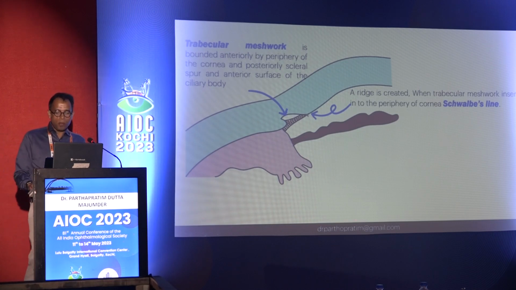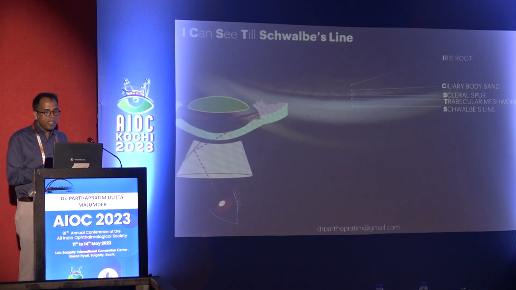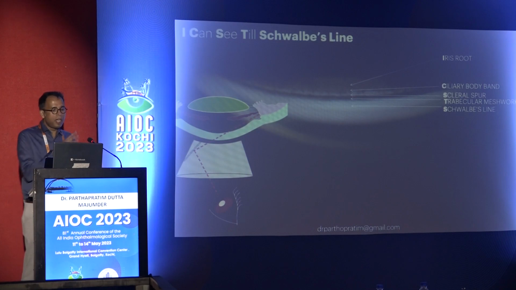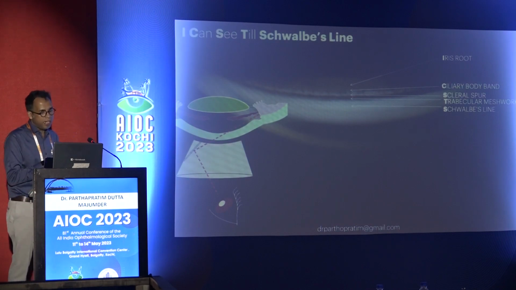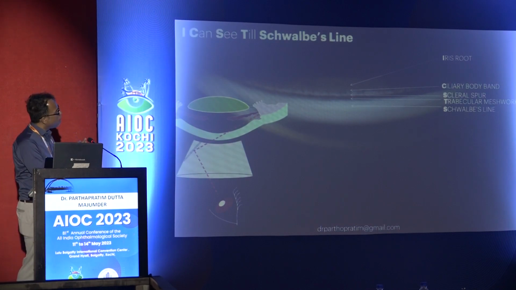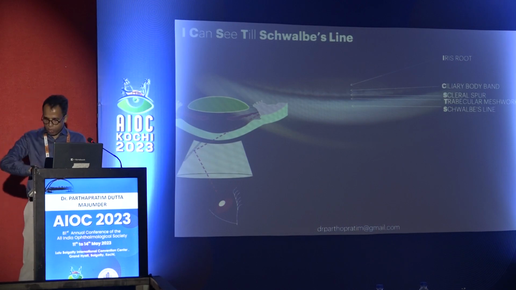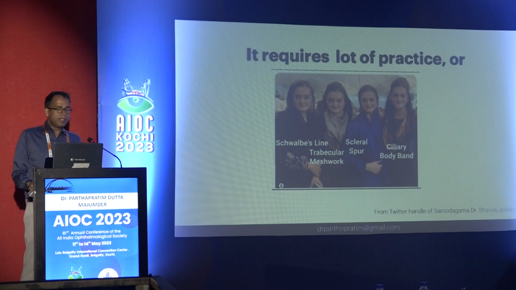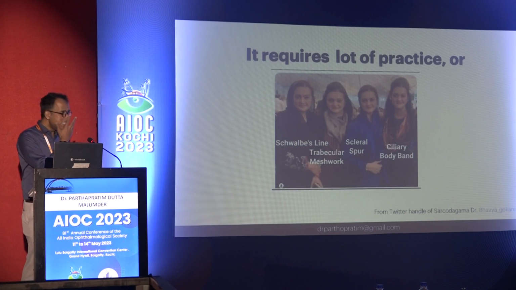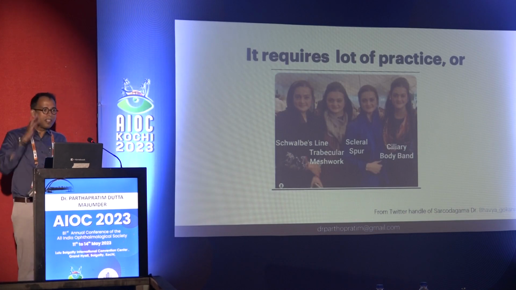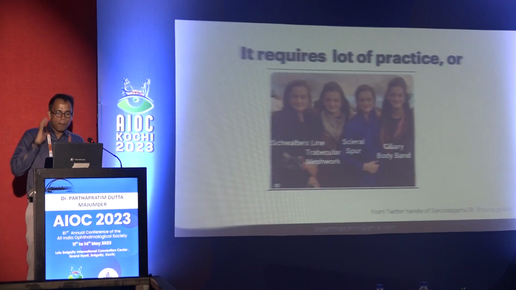When we do gonioscopy, we see, for example, like this. You can use the mnemonic: I can see till Schwalbe's line. With that, you can see the iris root, ciliary body band, scleral spur, trabecular meshwork, and Schwalbe's line. It requires a lot of practice when you do gonioscopy, otherwise all the structures look like this. So you have to identify them. Try to do gonioscopy with these anatomic landmarks in your mind.